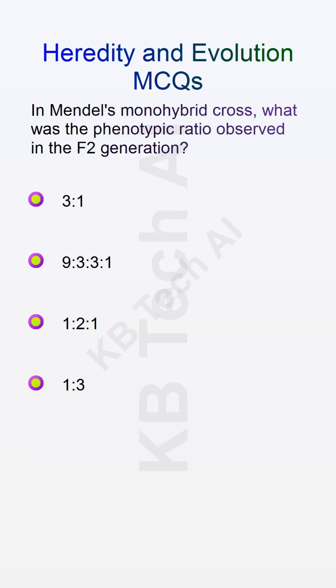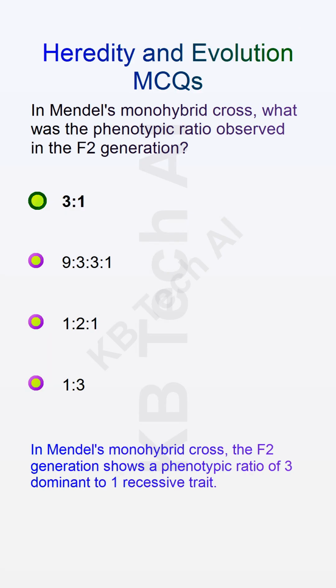In Mendel's monohybrid cross, what was the phenotypic ratio observed in the F2 generation? Option 1, 3:1. Option 2, 9:3:3:1. Option 3, 1:2:1. Option 4, 1:3. The answer is option 1, 3:1.